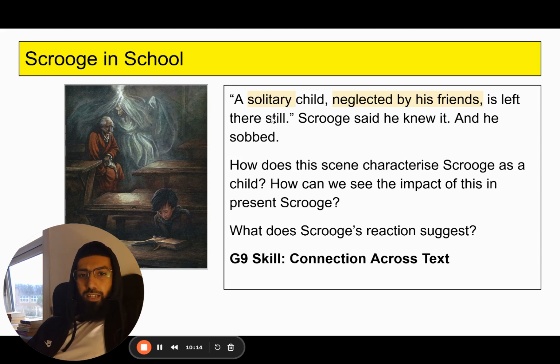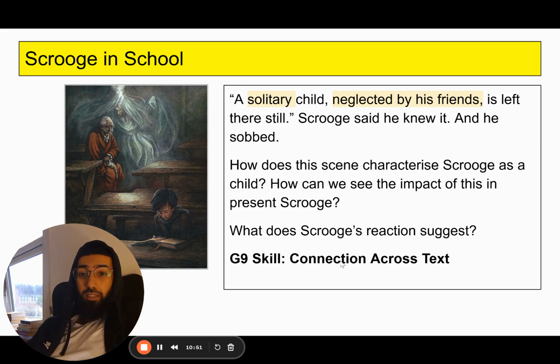So, the first thing that I notice is a sense of isolation, right? Solitary, neglected. And if we're thinking about that G9 skill of connecting ideas across the whole text, is there another quote that shows that Scrooge is solitary? There is one in the first stave where he says, "secret, self-contained, solitary as an oyster." So you can see how that isolation has transcended Scrooge's life. And to this day, in the present moment in the text, he's still alone, he's still isolated, but this time it's out of choice. But it gives us an insight as to why.